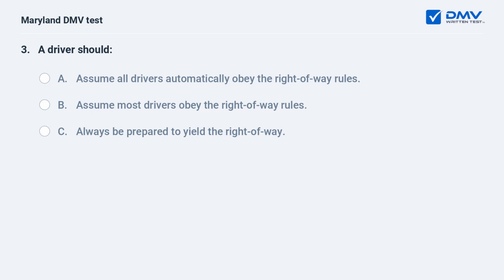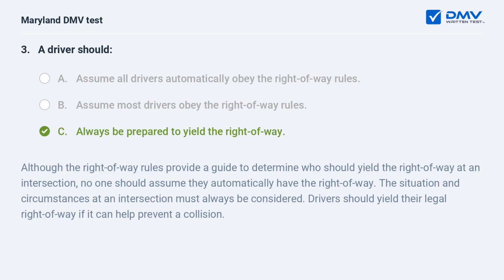A driver should A. Assume all drivers automatically obey the right-of-way rules. B. Assume most drivers obey the right-of-way rules. C. Always be prepared to yield the right-of-way. The answer is C. Although the right-of-way rules provide a guide to determine who should yield the right-of-way at an intersection, no one should assume they automatically have the right-of-way. The situation and circumstances at an intersection must always be considered. Drivers should yield their legal right-of-way if it can help prevent a collision.